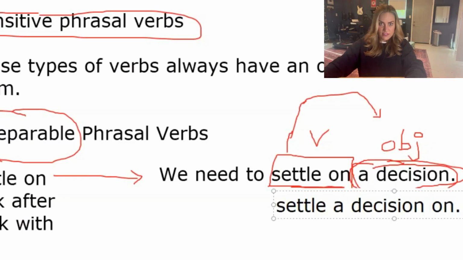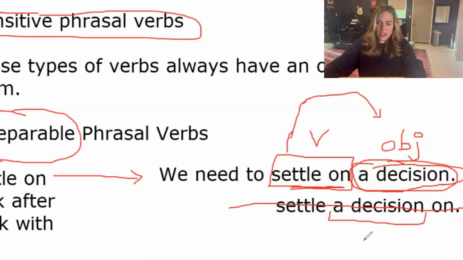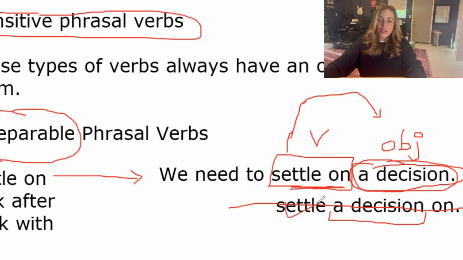It is together. With separable phrasal verbs, you could rewrite it and say we need to settle a decision on. You could do that with separable phrasal verbs. However, you cannot separate these ones because they're inseparable. So even though I wrote it out, it's wrong. I cannot put that word between settle and on because it's inseparable. It's not correct, okay? So you can't separate that one. You can't do that. You have to leave it together and say, we need to settle on a decision.